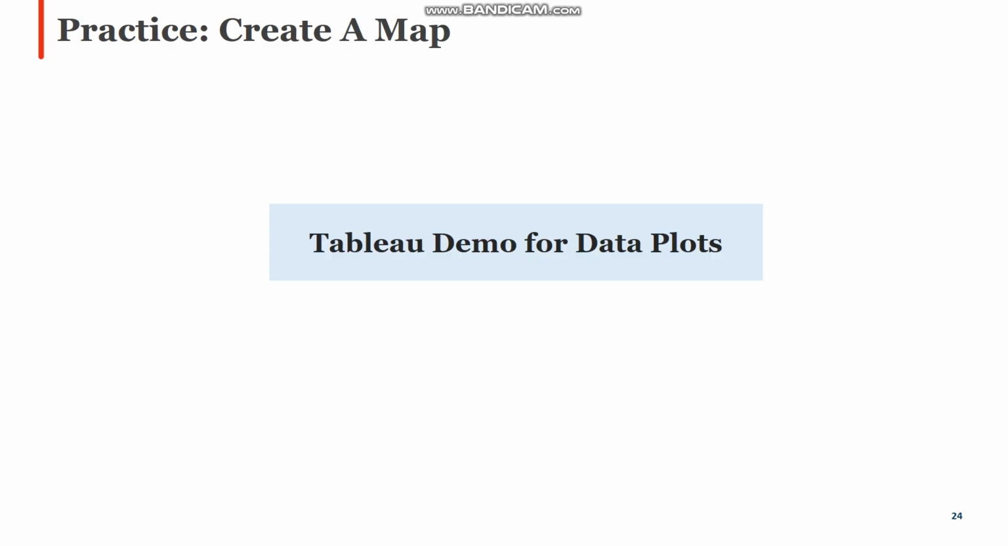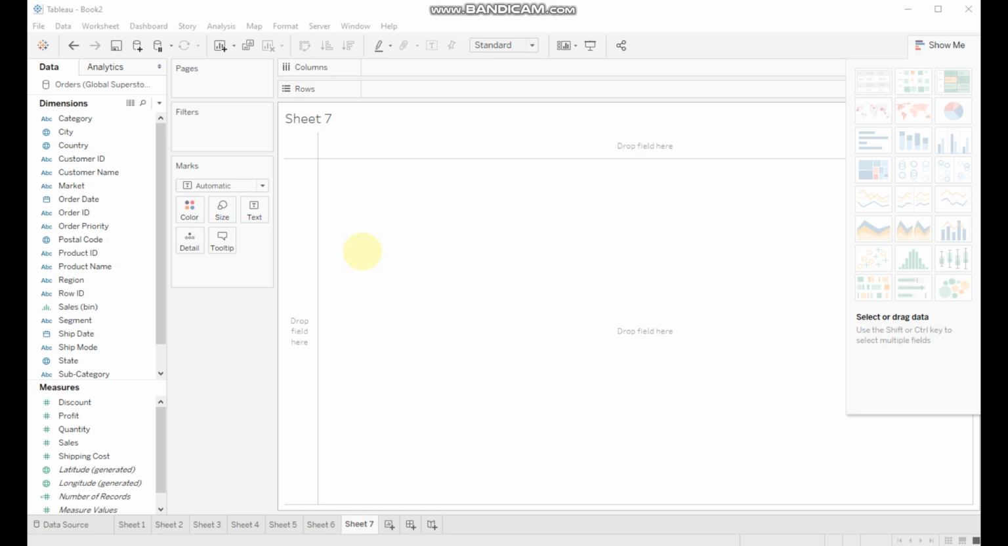Next, I will show you the demo in Tableau. In this demo here, we are going to show you how to create a map graph to show the sales volume across different countries. So what you need to do here, you need to create a new sheet. Well, this map view is about the country and the sales volume.